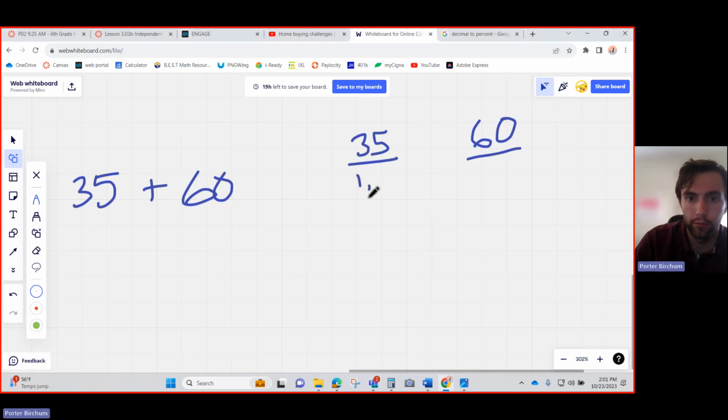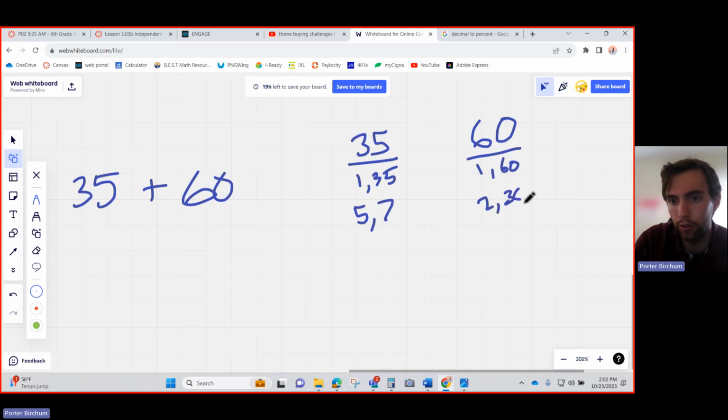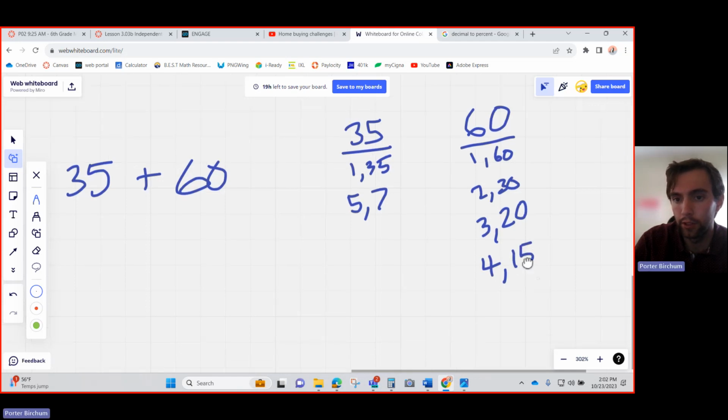35, 1 and 35, easy. Then I got 5 and 7 is another factor pair. 5 times 7 is 35. I think that's all. Then for 60, 1 and 60, I got 2 times 30 is 60. That's a factor pair. 3 times 20. 4 and 15. Wow, we got a lot of them for 60.